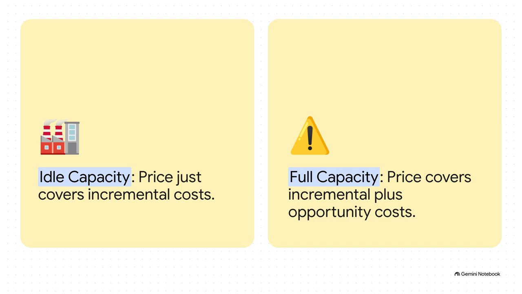Simple. But if you're maxed out at full capacity, taking that special order means you're literally stealing production time from your regular, high-paying customers. So you have to charge this special customer enough to cover your extra costs, plus compensate for the profit you're losing from your regular sales.